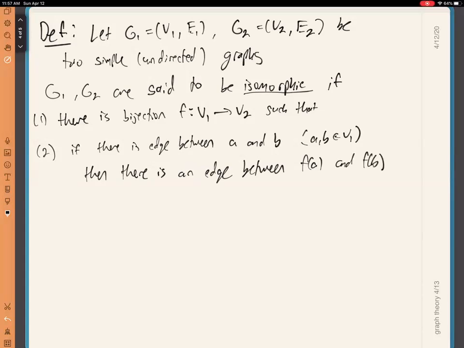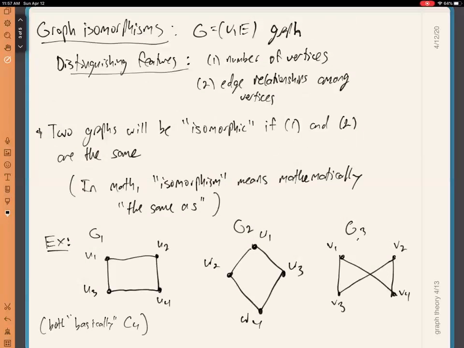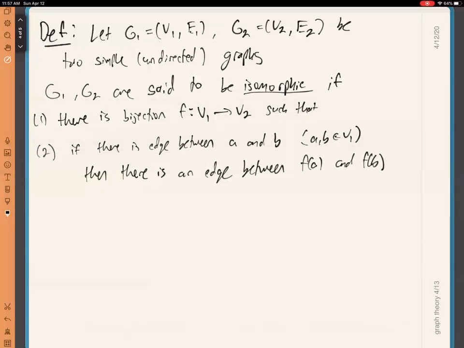Right, so if I go back to what I wrote less formally on the last page, this function f preserves these important features. It preserves the number of vertices, and it also preserves the edge relationships among the vertices. More formally, it's a bijection such that whenever there's an edge between A and B, there's also an edge between f of A and f of B. So if I can find such a function, then my graphs are said to be isomorphic because these two important features are the same.